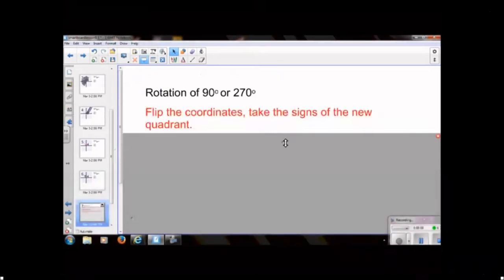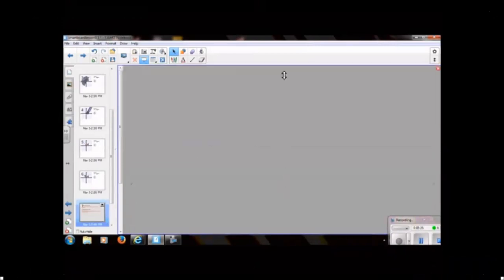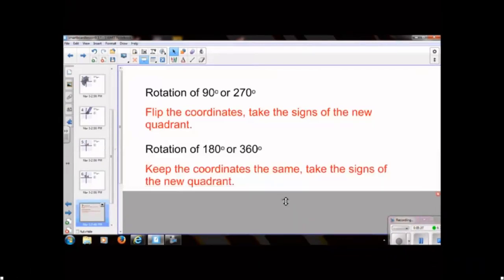So the first little trick to help you: if you're doing a rotation of 90 degrees or 270 degrees, flip the coordinates, so change the x and the y, change their places, and take the signs of the new quadrant. And if it is a rotation of 180 degrees or 360 degrees, keep the coordinates the same and take the signs of the new quadrant. I want you to write these.